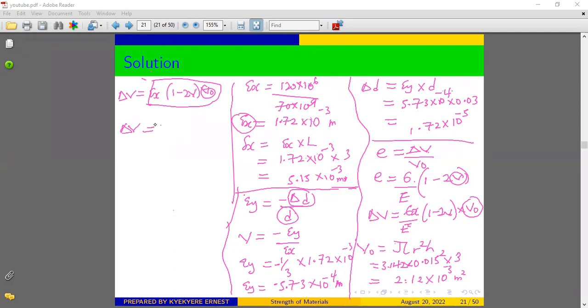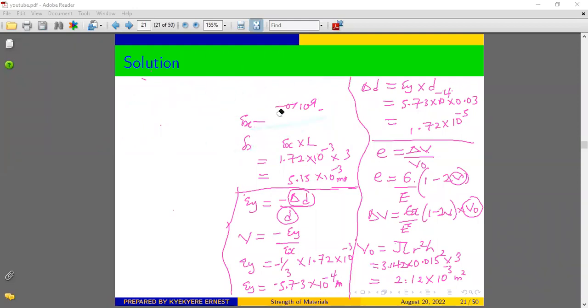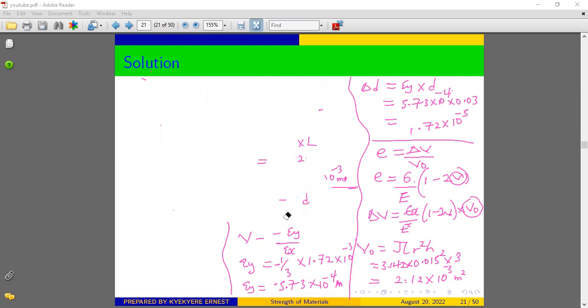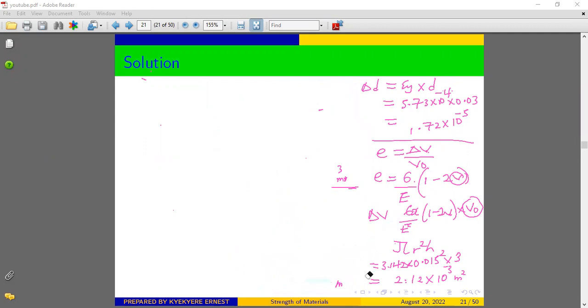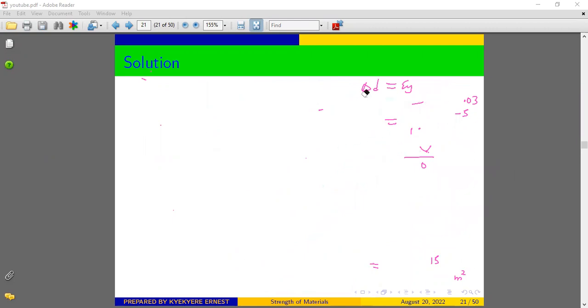Good. So with this, we can determine all these other quantities. And with this, we can say that we are done with volumetric strain, the Poisson's ratio, and the generalized Hooke's law. So now let's move on to strain energy.